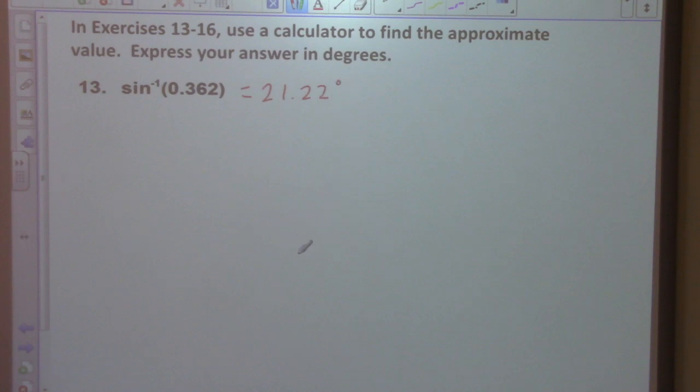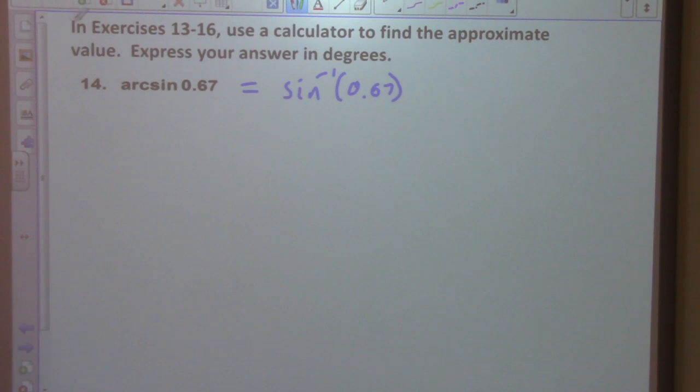And so for this function, you're going to have your answers, your output values, be between -90 and 90 degrees for sine.